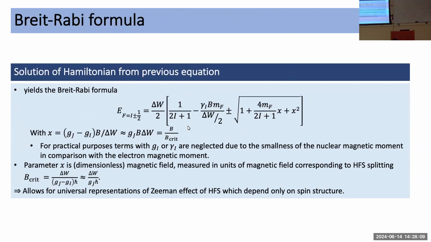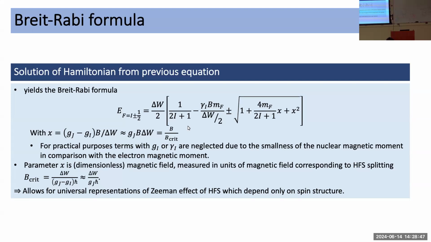So this is a simple expression for the energy of a system depending on the nuclear spin for J equal 1/2. This parameter X here is basically a dimensionless quantity. For practical purposes, you can ignore the GI and the gamma I, they are really small. So effectively, this X is just the B over a critical field. I'll explain in a moment what this is. And so basically, you can measure the magnetic field in units of this.